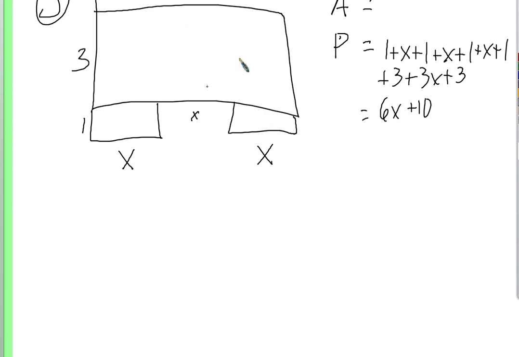How big is this? 3x times 3. So how big is that? 9x. What's the area of this guy? 1x. 1x, so just x. And this one? x. So we have 9x plus x plus another x. The area and the perimeter values, not the units, just the numbers, are equal to each other. So 11x equals 6x plus 10.